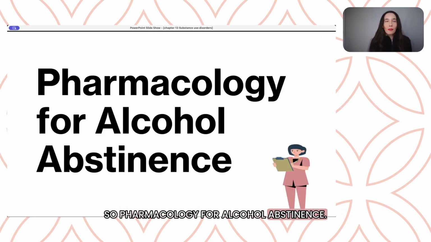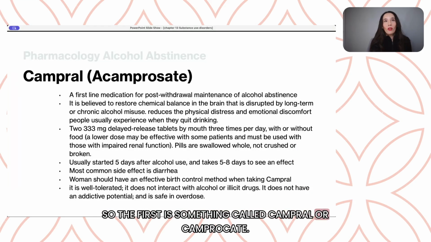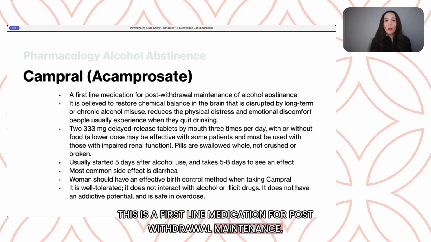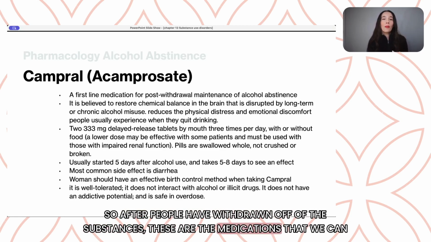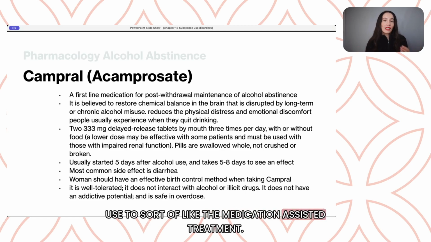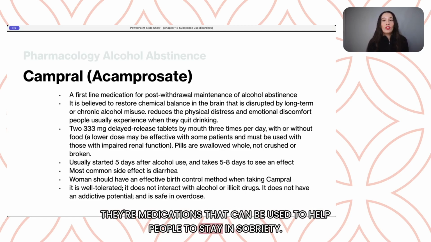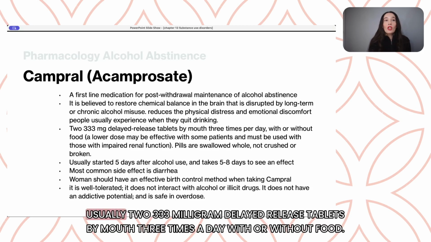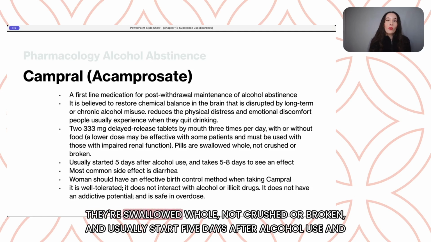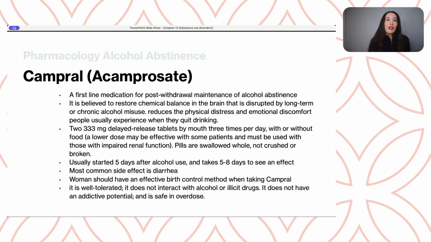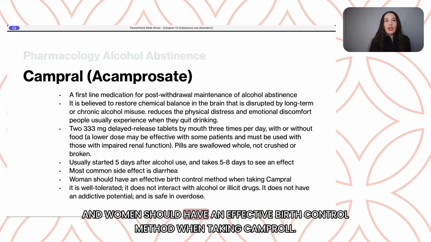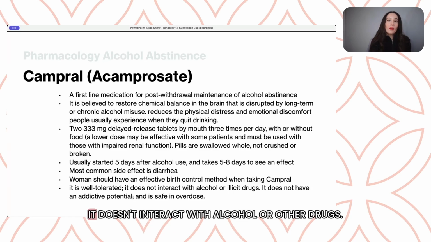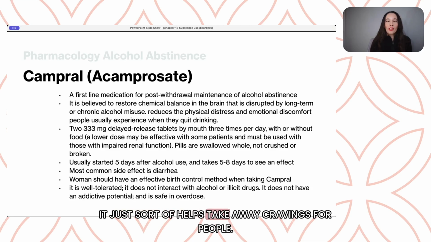So pharmacology for alcohol abstinence. So the first is something called Campral, or Acamprosate. This is a first-line medication for post-withdrawal maintenance. So after people have withdrawn off of the substances, these are the medications that we can use, like medication-assisted treatment. They're medications that can be used to help people to stay in sobriety. So it's believed to restore chemical balance in the brain that is disrupted by long-term alcohol use. Usually 2 333 milligram delayed release tablets by mouth 3 times a day with or without food. They're swallowed whole, not crushed or broken, and usually start 5 days after alcohol use, and they can take 5 to 8 days to see effects. The most common side effect is diarrhea, and women should have an effective birth control method when taking Campral. It doesn't interact with alcohol or other drugs. It just sort of helps take away cravings for people.